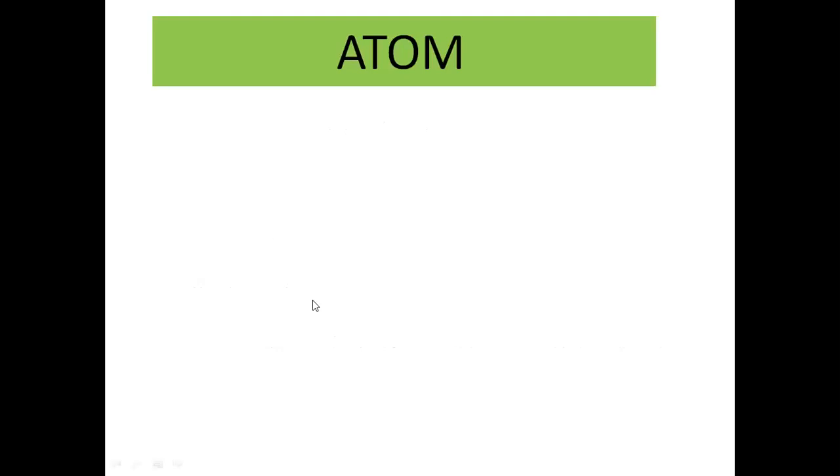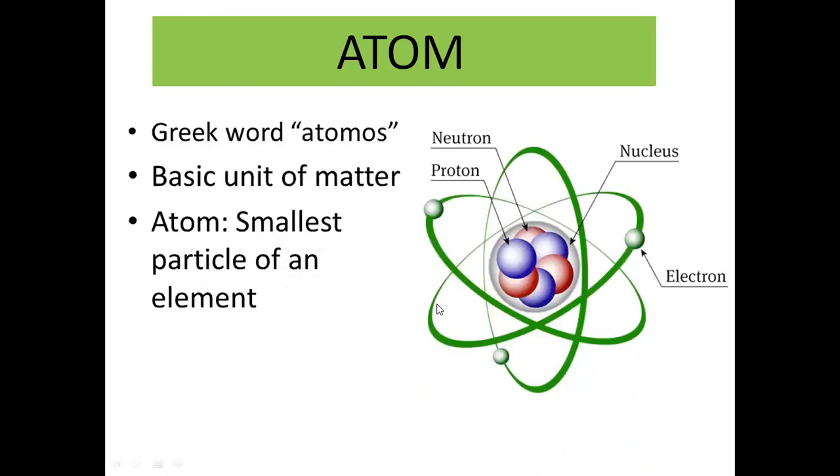Now come to another important definition, that is the atom. What is the atom? The basic unit of matter. In the previous slide I explained matter. What is matter? Anything that occupies space and has weight is called matter. Atom comes from the Greek word atomos, the smallest particle of the element. If we go into the nature of the atom, it has three subatomic particles, that is electrons, protons, and neutrons.